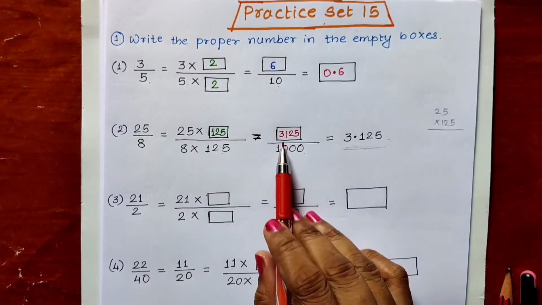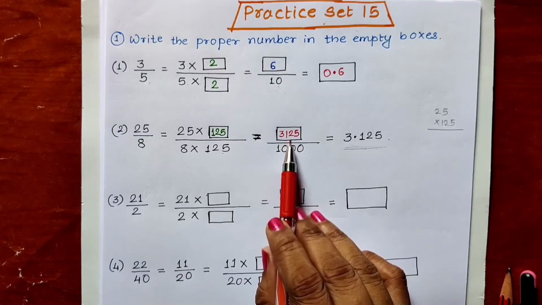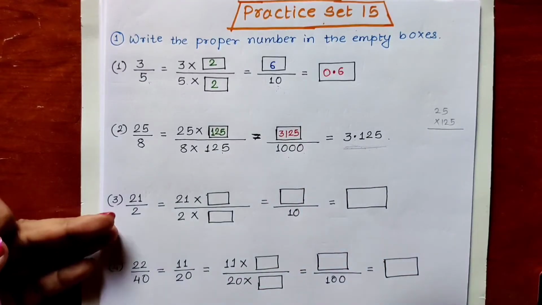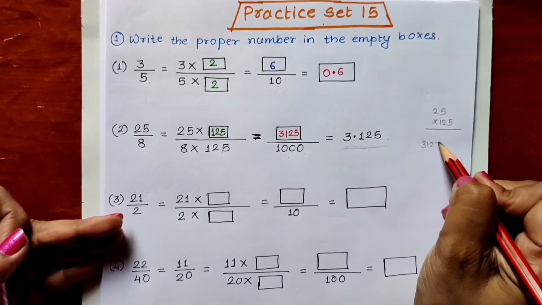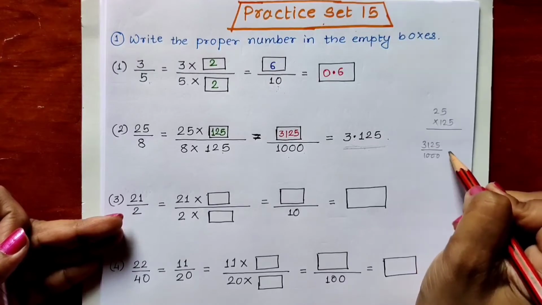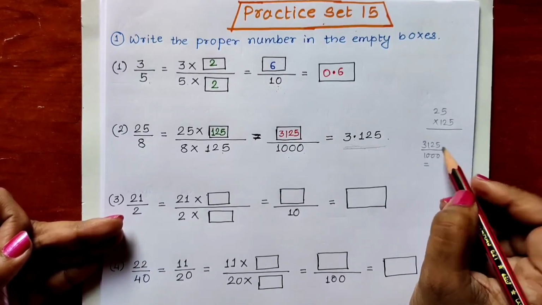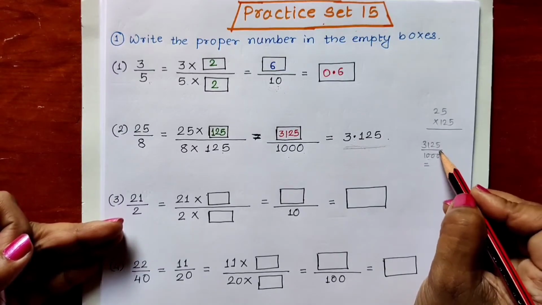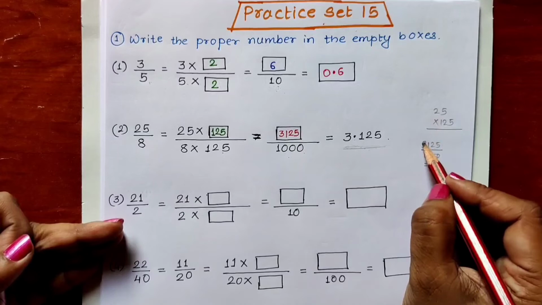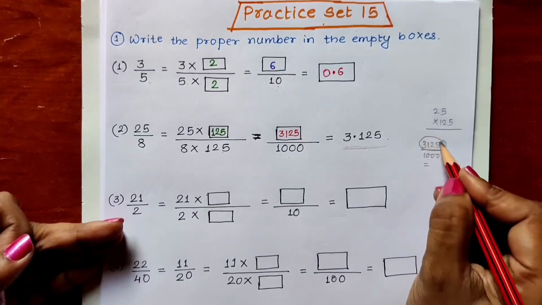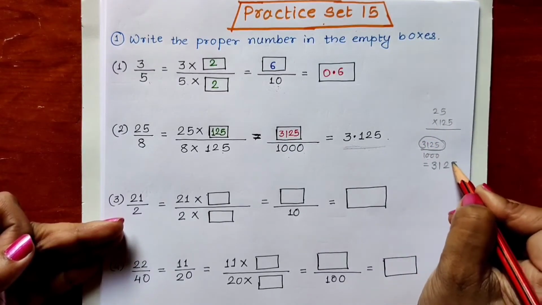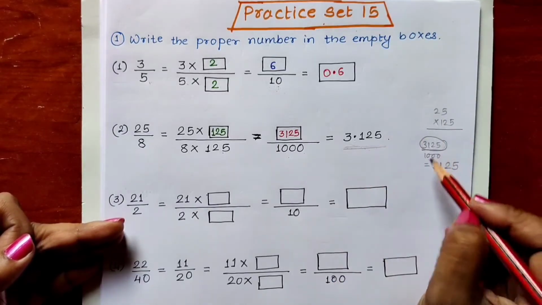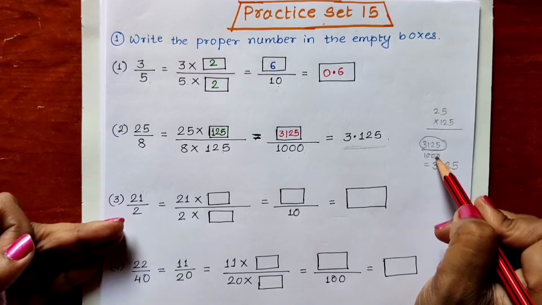And when you convert this fraction into decimal fraction, 3125 divided by 1000, how can we convert it into decimal fraction? As in the 1000, 3 zeros are there, we have to put the point before 3 digits. We have to write this number in the numerator as it is, 3125, and start counting the digits from the right to the left and put the point before 3 digits.